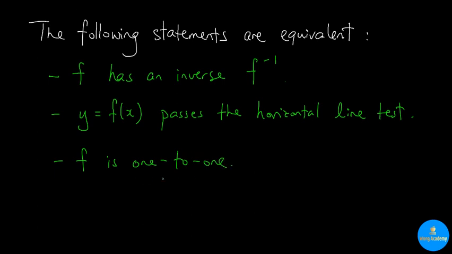The third one is that f is 1-to-1. This is an adjective describing the property that every one input will lead to a unique output. You would never have two distinct inputs leading to the same output. So we will say f is a 1-to-1 function.